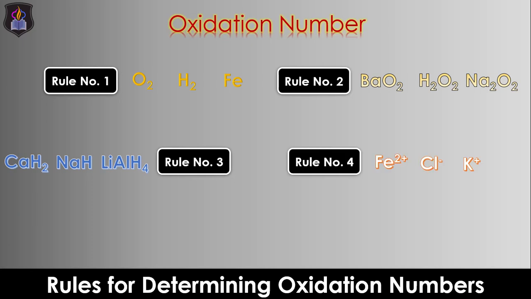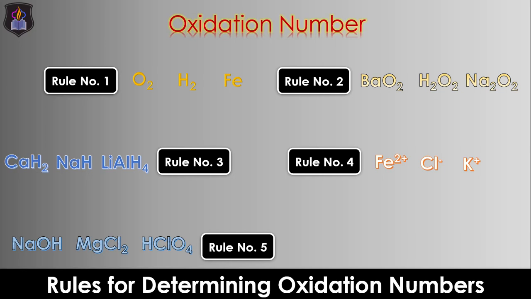Rule number 4. The oxidation number of a simple ion, that is an ion that contains only one atom, is equal to the charge on the ion. As shown on the screen, iron(II) ion, chloride ion, and potassium ion are simple ions that contain only one atom of the element. So the oxidation numbers equal their charges: +2 for iron in iron(II) ion, -1 for chlorine in chloride ion, and +1 for potassium in potassium ion.